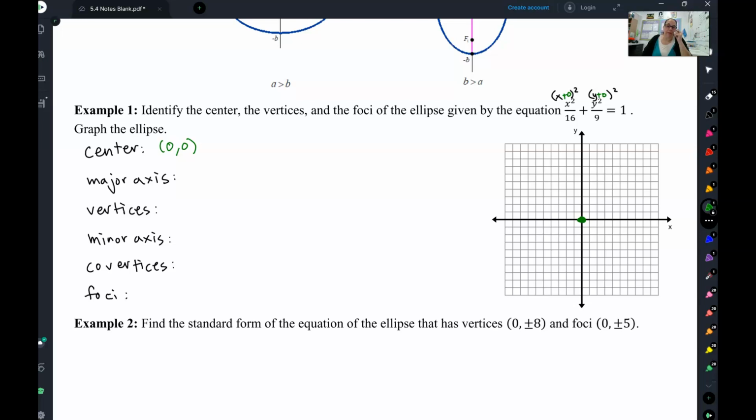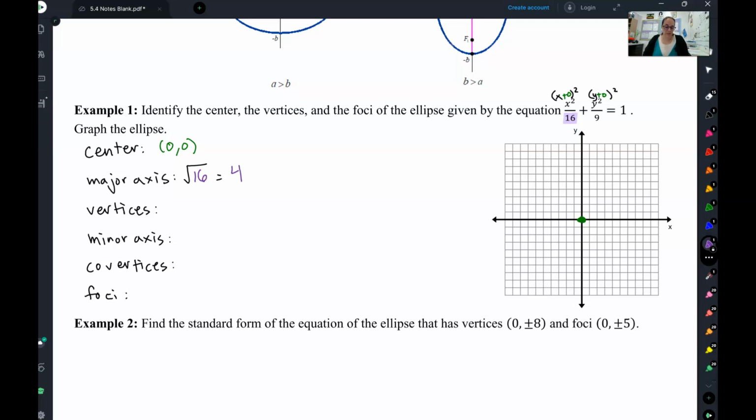Next, we need to identify the major axis. The major axis is whichever number is bigger. So in this case, I notice the 16 is bigger, so that's going to be my major axis. And remember, this is the number squared. So to find the major axis, I actually need to square root that bigger number to get that my major axis is 4.